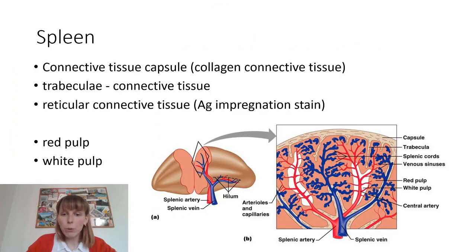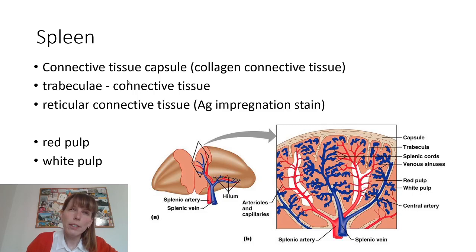Second organ that we want to take a look at is the spleen. Spleen is a much bigger organ, not just small lymph nodes, but a whole organ. You can live without it, but it's quite important. So it has, again, a connective tissue capsule.